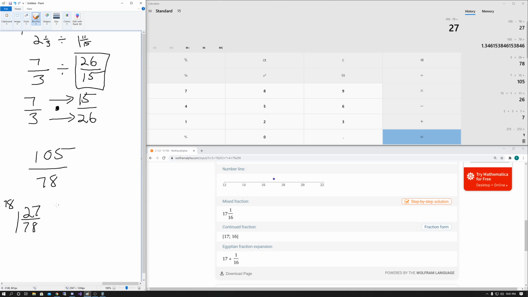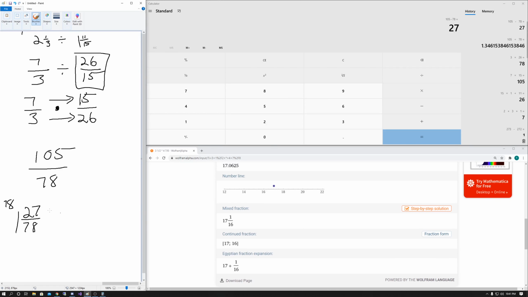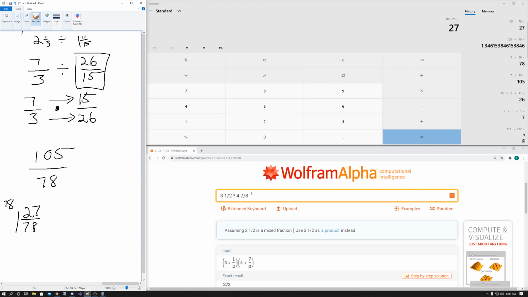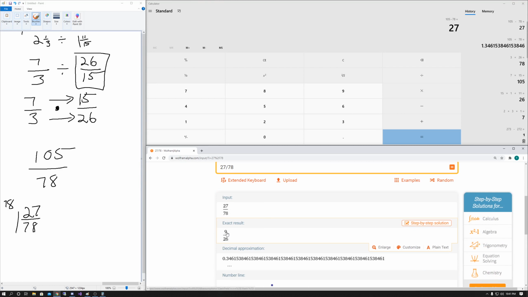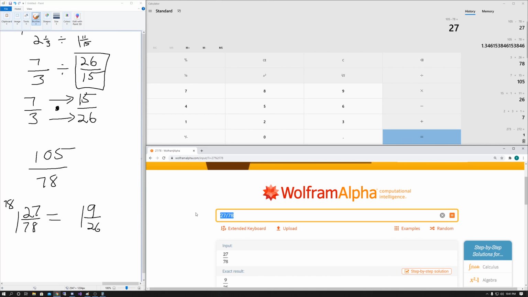Is this the final result? I think we can actually simplify that. Let's use Wolfram. 27 over 78. Yeah, so 9/26. So the final answer will be 1 9/26. Right? So let's put in our original problem and see if we are right.